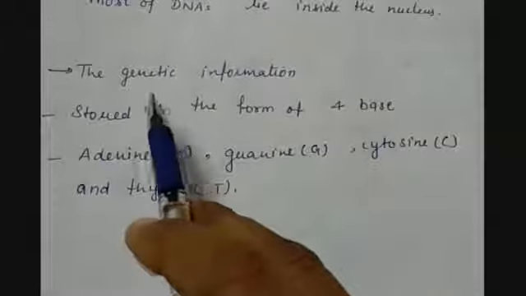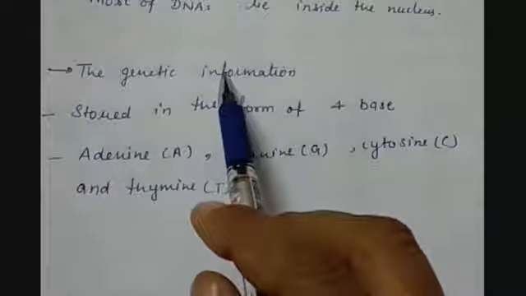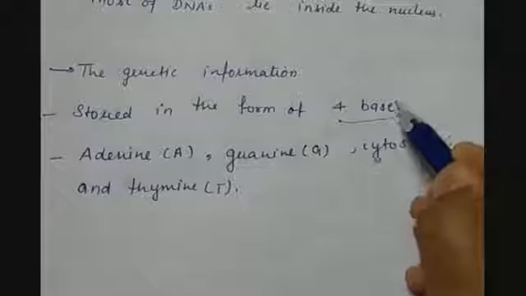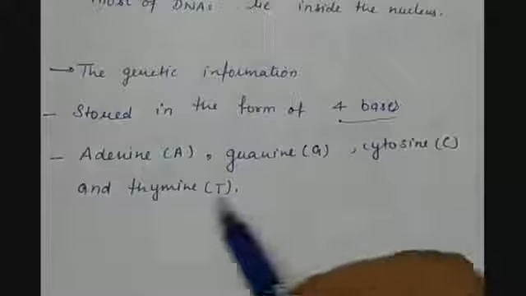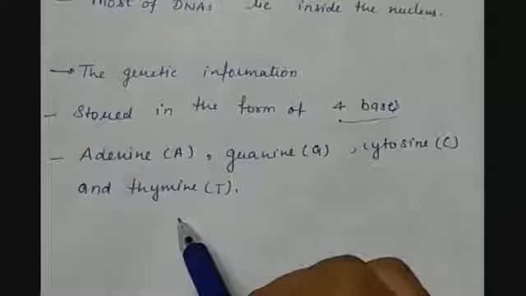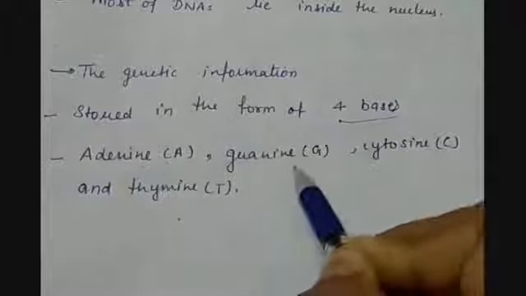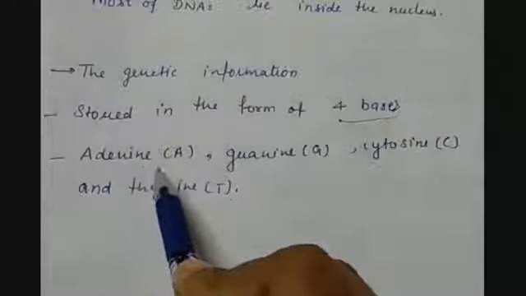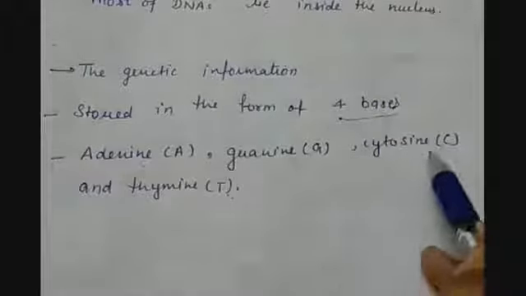In DNAs, as they carry the genetic information, this genetic information is stored in the form of 4 chemical bases. And these 4 bases are adenine, guanine, cytosine and thymine. Adenine always pairs up with thymine and guanine always pairs up with cytosine. So A will form the pair with T and G will form the pair with C.